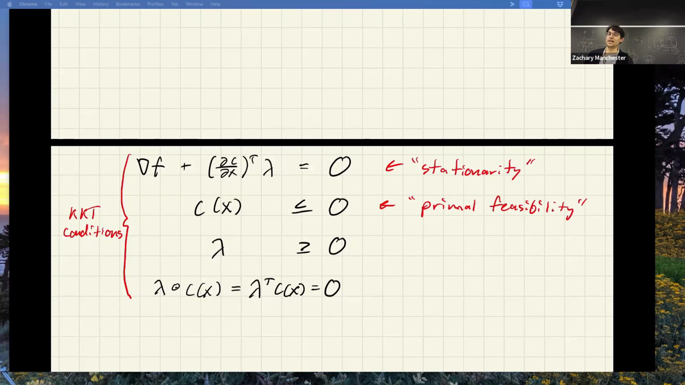And then as you might expect, the lambda greater than or equal to 0 is called dual feasibility. So the dual variable, i.e. the Lagrange multiplier lambda, also has to satisfy its constraints. In the equality case, there is no dual feasibility, because it can be anything. And then this last one, that says lambda times c has to equal 0, is called complementarity.